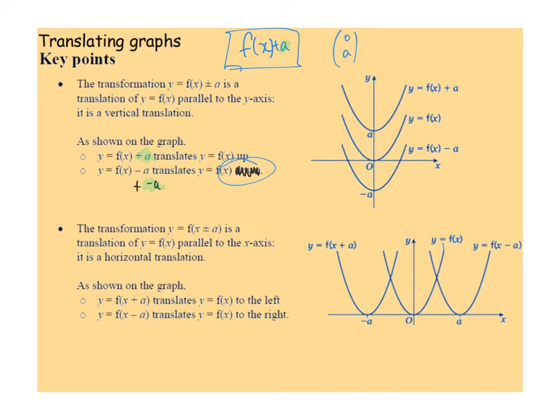And similarly, the second key point, which is about horizontal translations, I would think of it as parallel to the x-axis, and the first one is parallel to the y-axis, but I wouldn't learn these two separate rules or think about it as an add or a subtract here. I would just suggest that you learn that if you have y equals f of x add a, then you're going to translate to the right, so not to the left as they've written, and I wouldn't learn this rule at all.